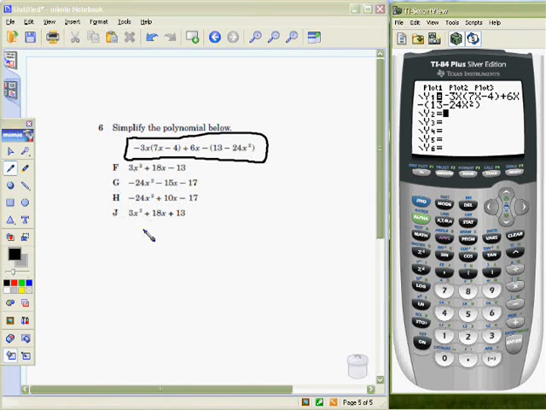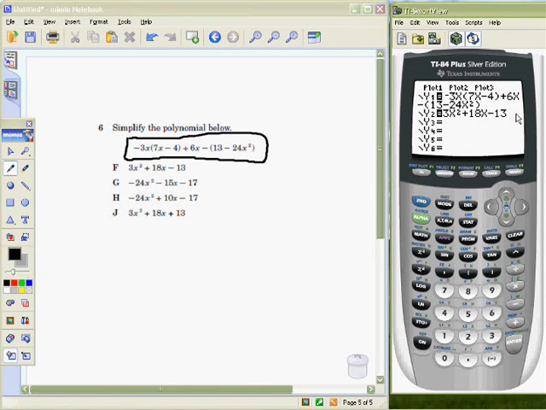And I want to look at each one of these answer choices individually. Let's look at the first one: 3x squared plus 18x minus 13.